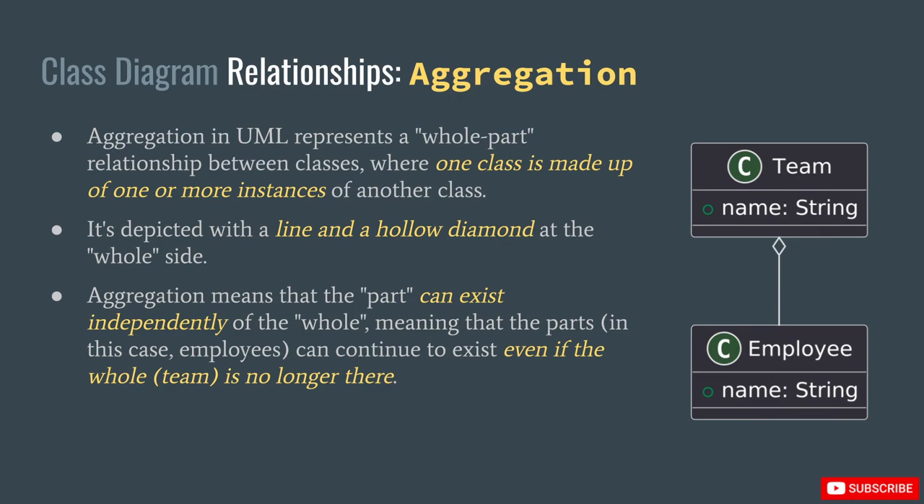Aggregation shows a whole-part relationship between classes, where one class comprises one or more instances of another class. It's depicted with a line and a hollow diamond at the whole side. Aggregation means the part can exist independently of the whole, so parts, like employees, can continue to exist even if the whole, like a team, is no longer there.